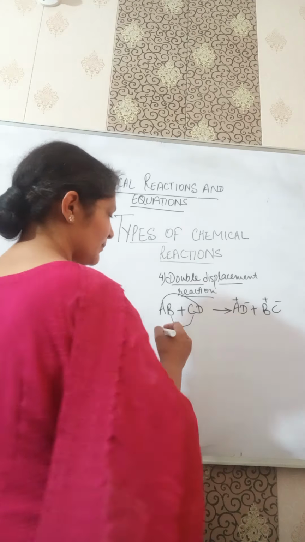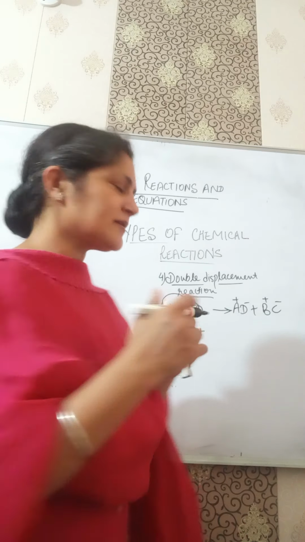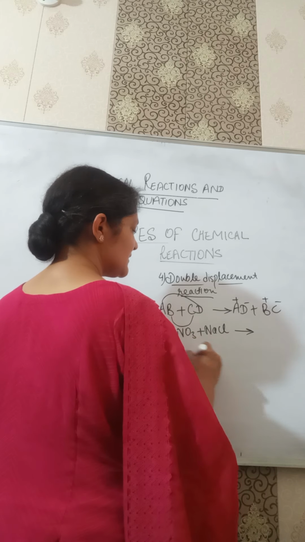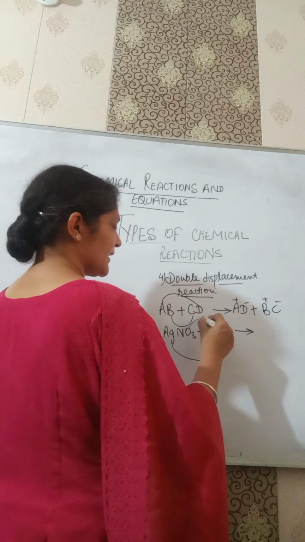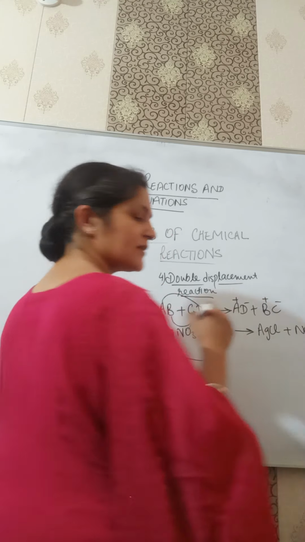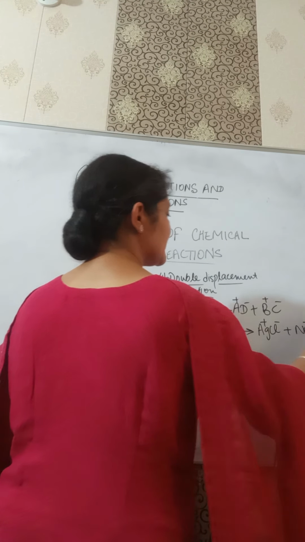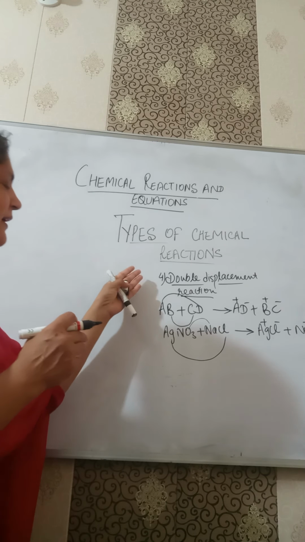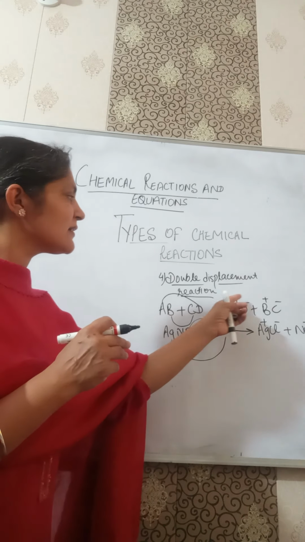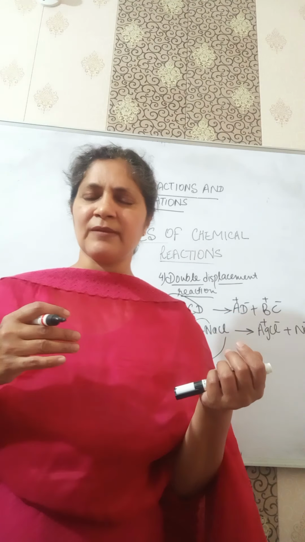We can take the example of silver nitrate combined with sodium chloride. Sodium chloride is common salt. Now we will see silver will combine with chloride. We will get silver chloride and sodium nitrate. We can put ions here. Now we see, I repeat, in double displacement reaction, two compounds exchange their ions to form two other new compounds. Right? This is double displacement reaction.